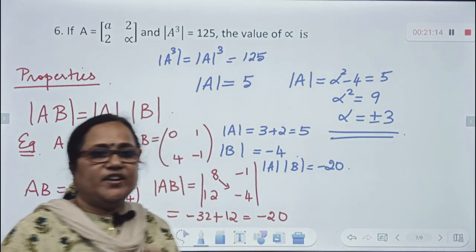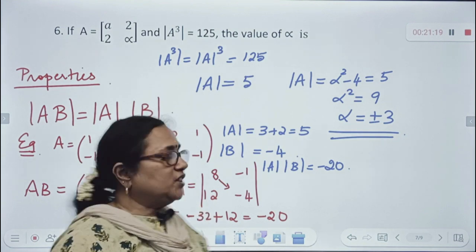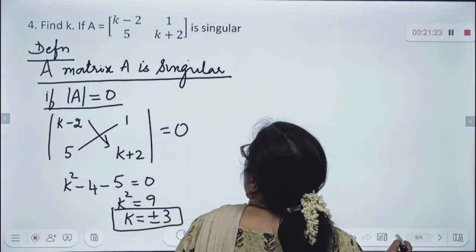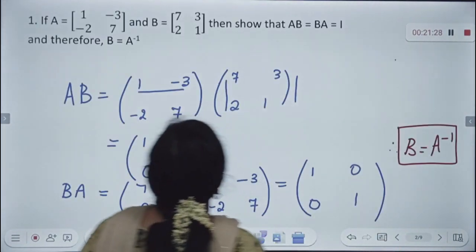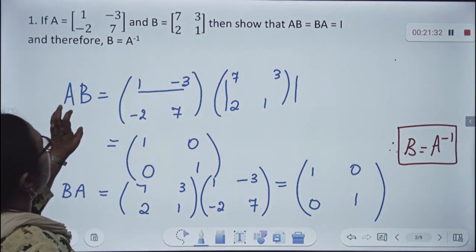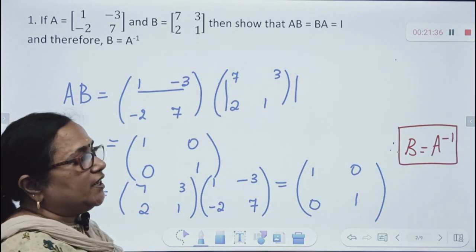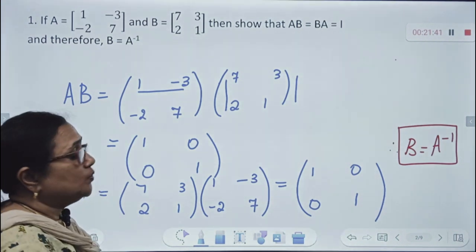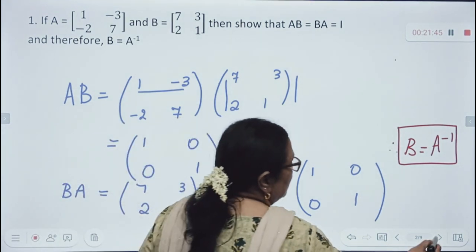So in today's video, we discussed how to find the inverse of a 3 by 3. Let's just recall what we have done so far. So we proved, when we are given A and B, we were asked to prove AB equal to BA equal to I. So we understood that if one matrix is the inverse of the other, then AB should be equal to BA should be equal to I. Then one is called the inverse of the other.